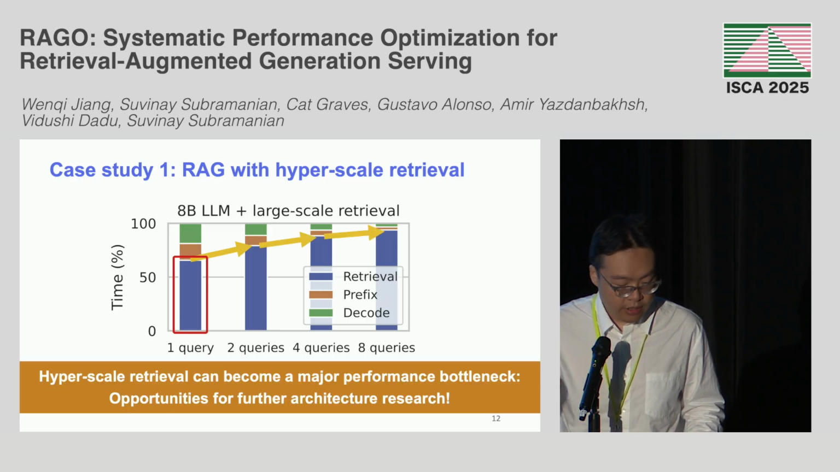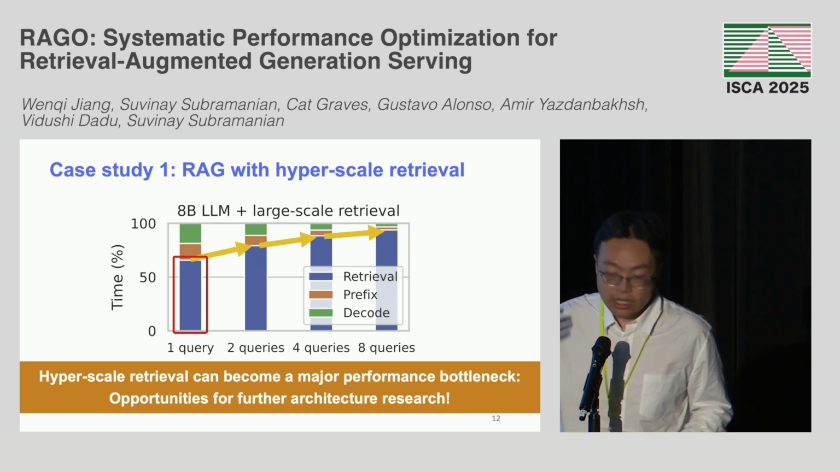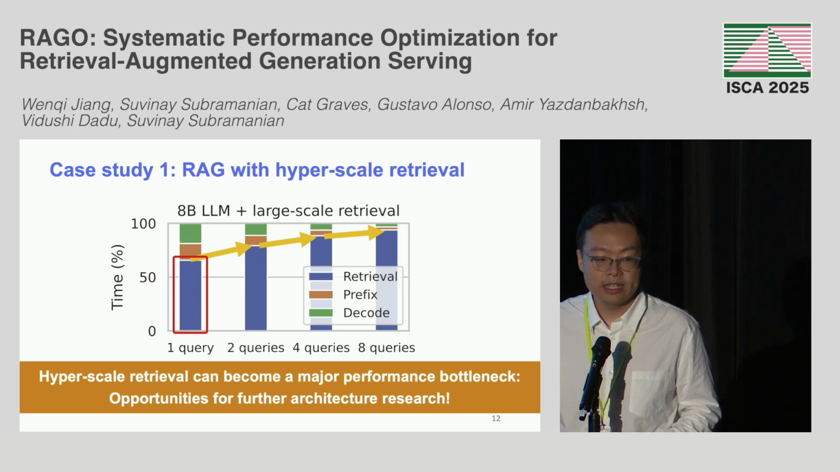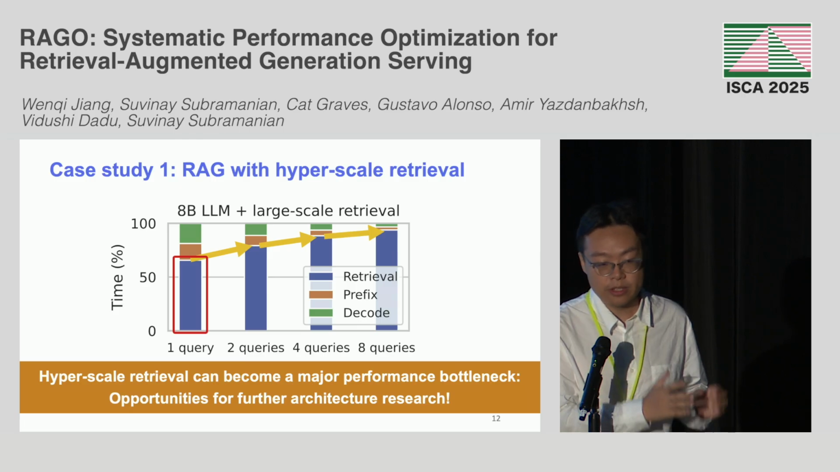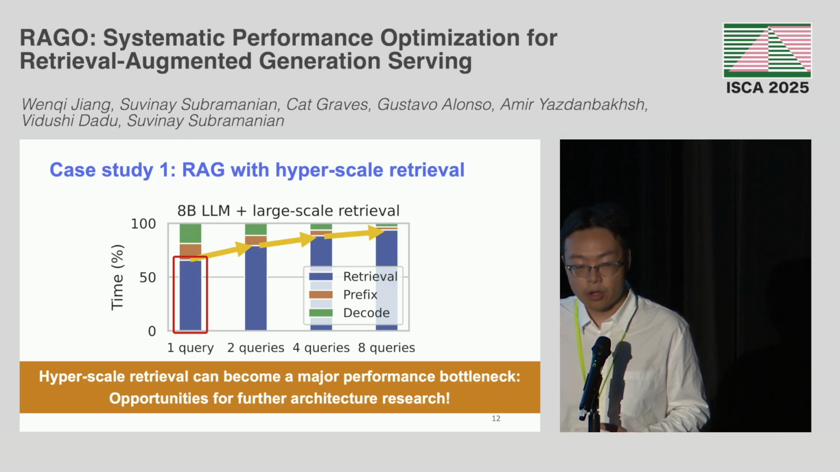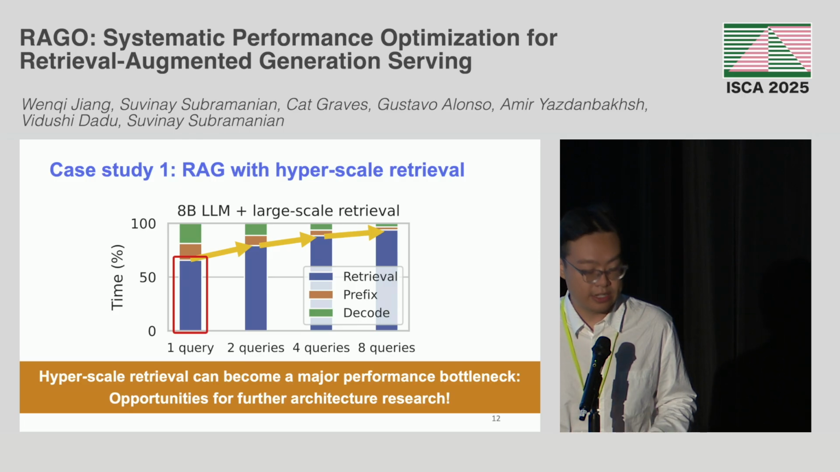And then the y-axis shows the time breakdown between retrieval and the inference components. And as you can see here, for this small model, even with only one query vector at the beginning, it already becomes the main performance bottleneck. And if we adopt this multi-query retrieval technique, the bottleneck is only going to be more dominant.